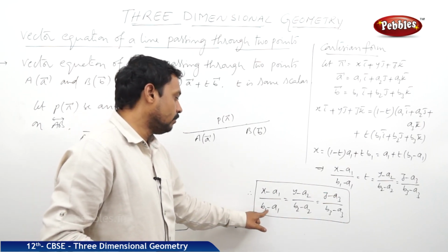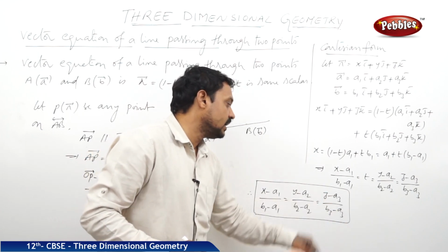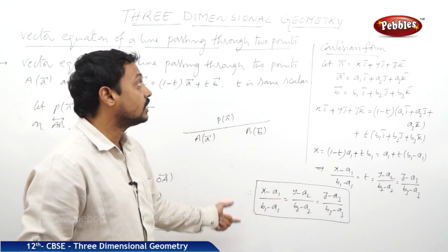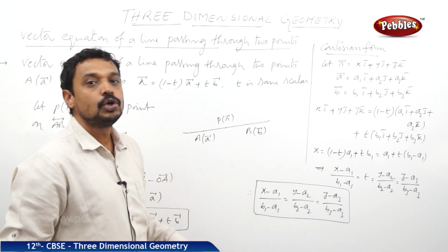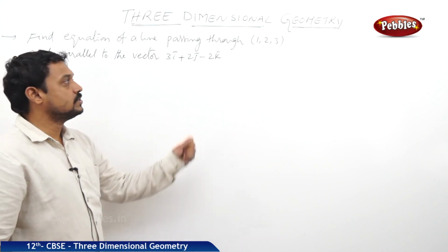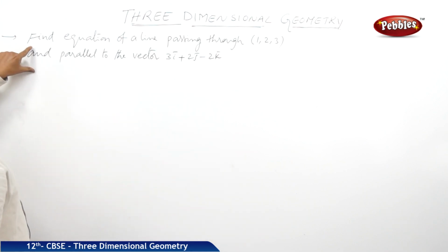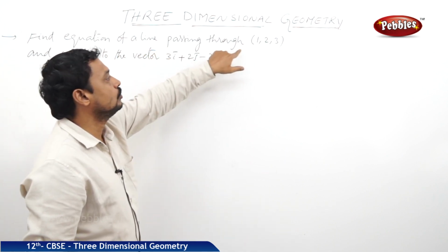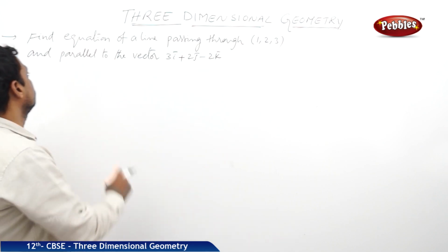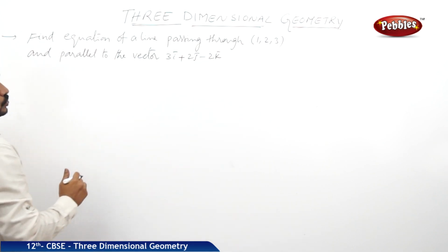Here b1 minus a1, b2 minus a2, b3 minus a3 are the direction ratios of the line passing through the two given points. Now we see some problems on these two models. First one is: find the equation of a line that passes through the given point (1, 2, 3) and is parallel to a given vector 3i plus 2j minus 2k.